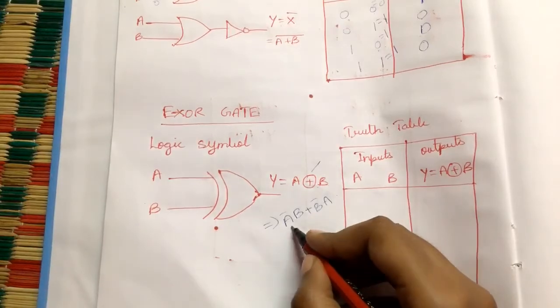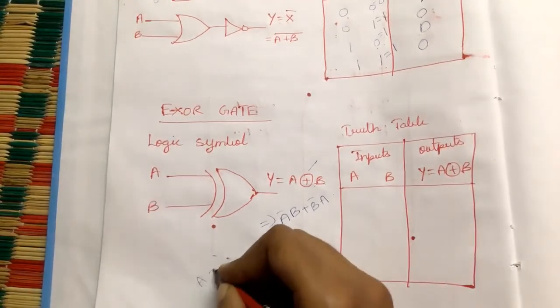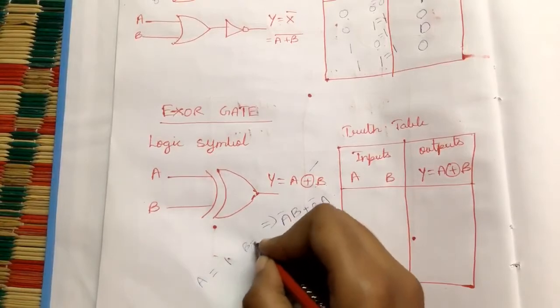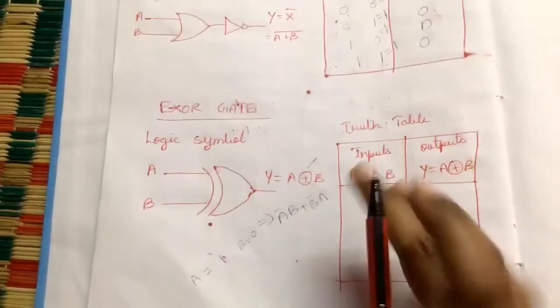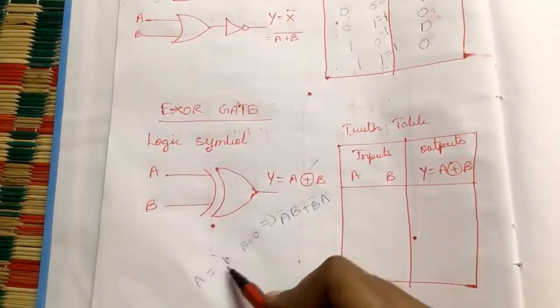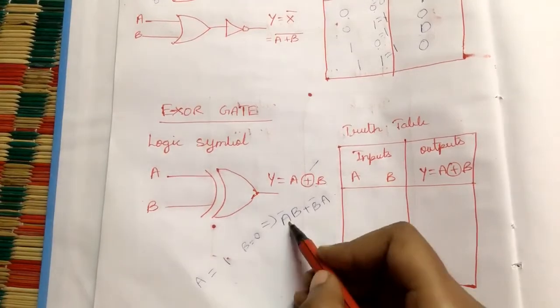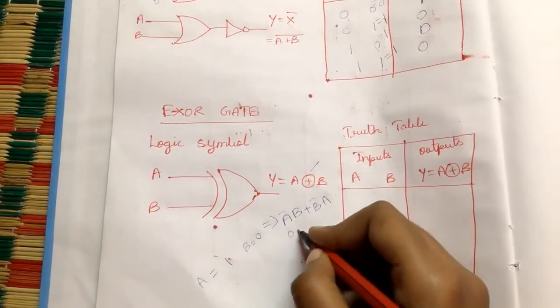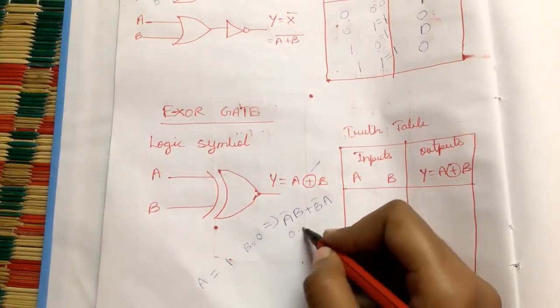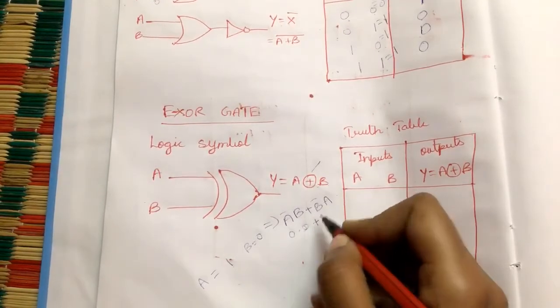Suppose I am taking A equal to 1, B equal to 0. Suppose I am taking this as one example. So what is the value of A? 1. So the complement will be 0, dot, what is the value of B? 0, plus B bar.